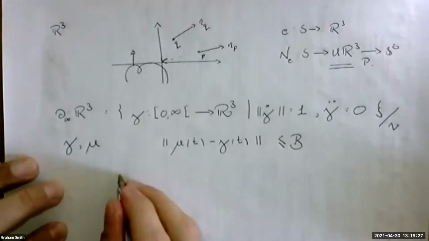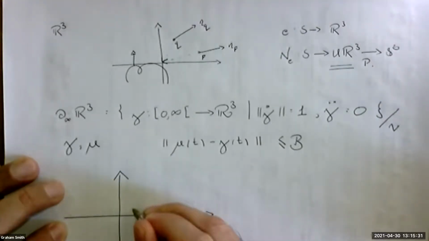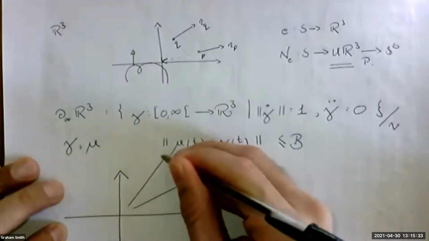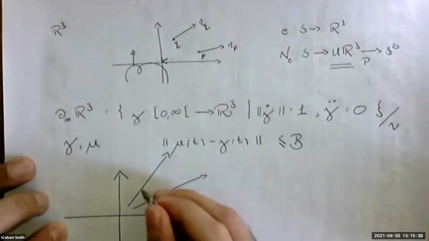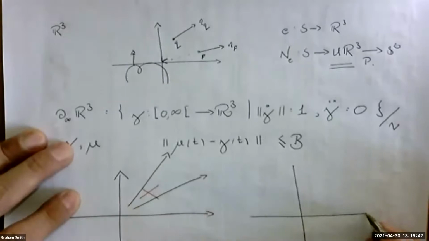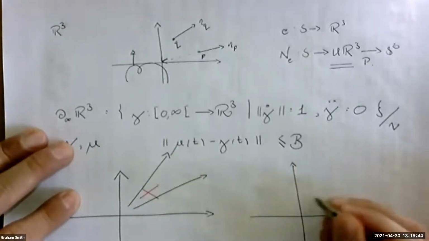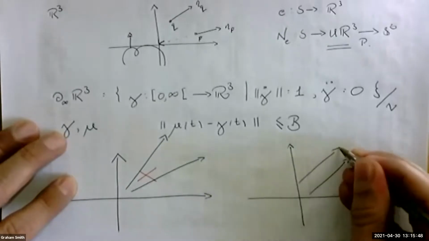So what does that mean? Well, quite trivially, two different rays are equivalent if and only if they point in the same direction. So these two rays here are not equivalent, whilst these two rays here are equivalent.